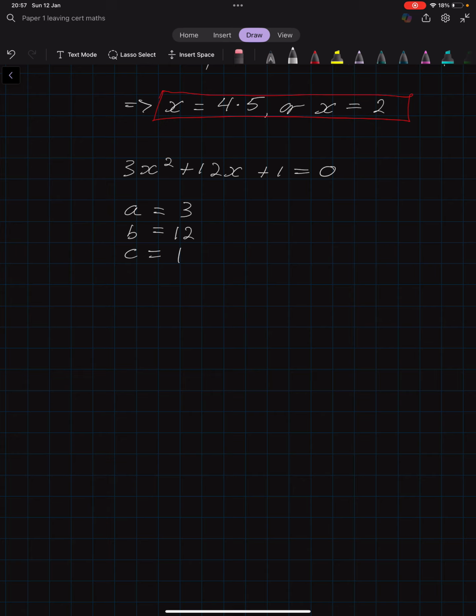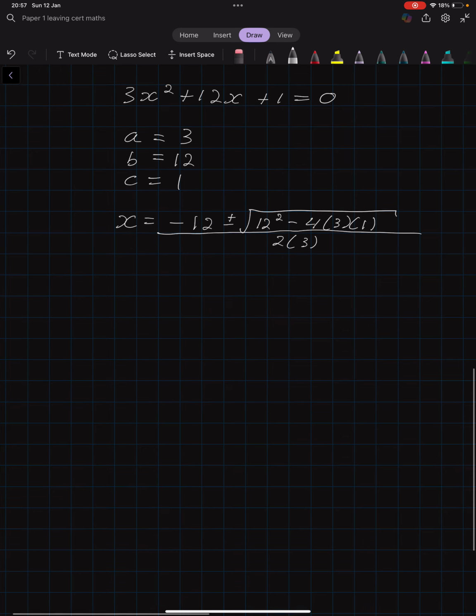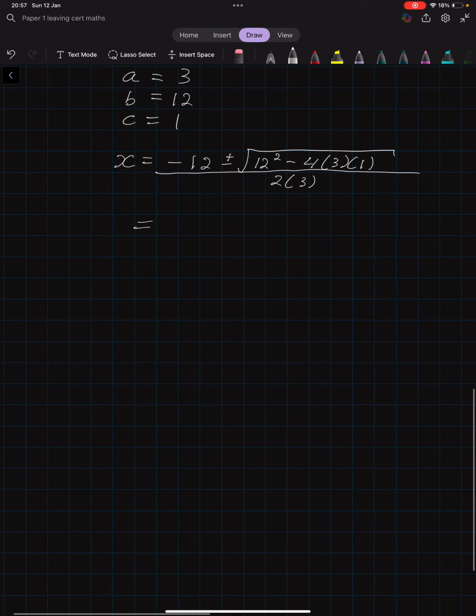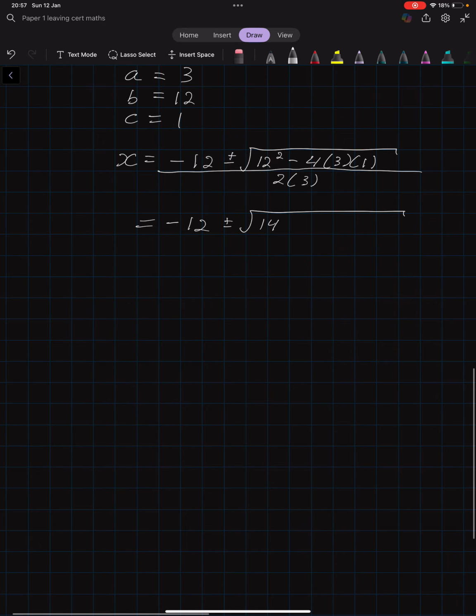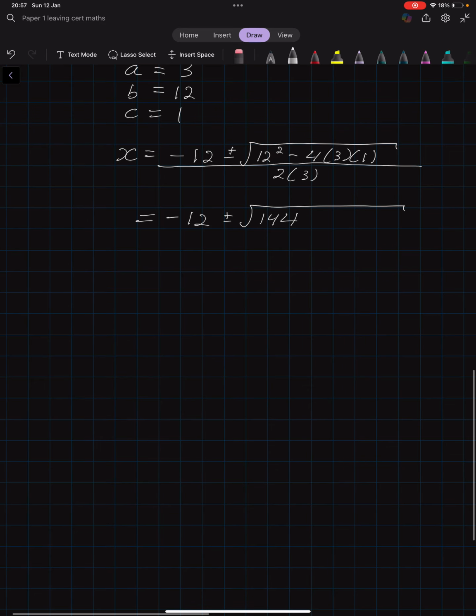If we plug this into the minus b formula again, we get x equals minus b, so it's minus 12, plus or minus the square root of b squared, so 12 squared, minus 4 multiplied by a multiplied by c, all divided by 2a. So this is going to be minus 12 plus or minus the square root of 12 squared, which is 144, minus 12, all divided by 6.